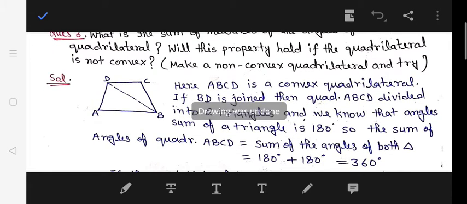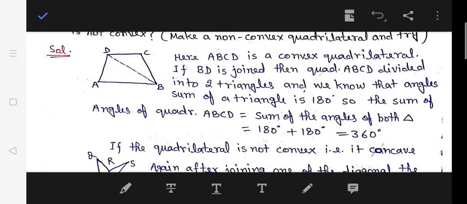Now, if you join one of the diagonals of a quadrilateral, then the quadrilateral will be divided into two triangles. So here is the triangle ABD and triangle BCD. Now the sum of the angles of the quadrilateral will be the sum of the angles of both triangles. Here you know that the sum of the angles of any triangle is 180 degrees. Then the sum of the angles of that quadrilateral is the sum of the angles of both the triangles. So 180 degrees plus 180 degrees is 360 degrees.